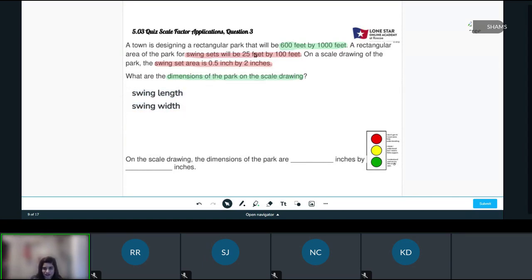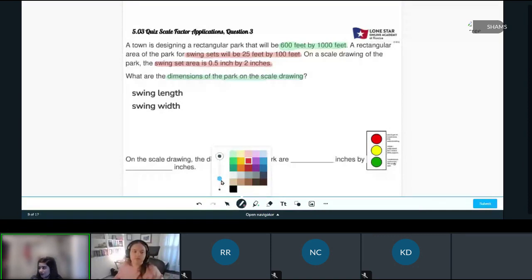So first, we know that it is a 25 by 100. It is a 25 by 100, right? The swing part.